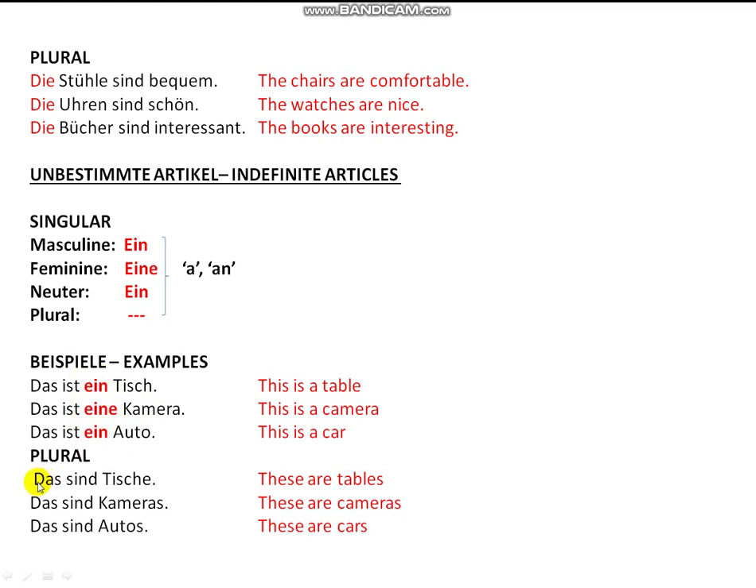So let's go to plural. Das sind Tische. These are tables. Das sind Kameras. These are cameras. Das sind Autos. These are cars. So you can see that plural does not have an article. Even in English, we never say the tables, the cameras. We only say them without an article.